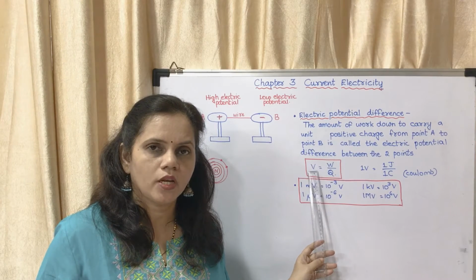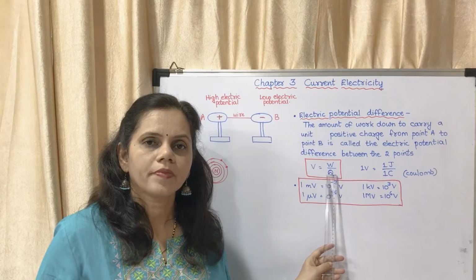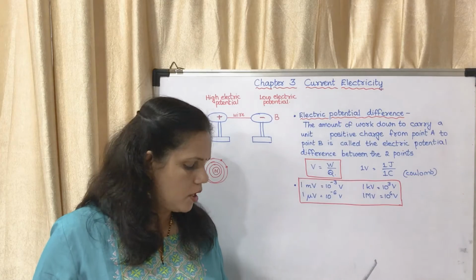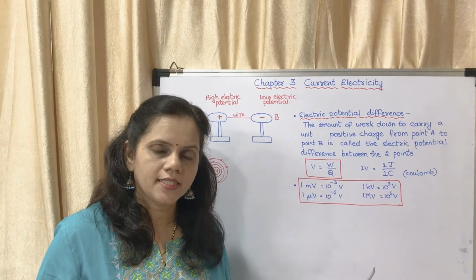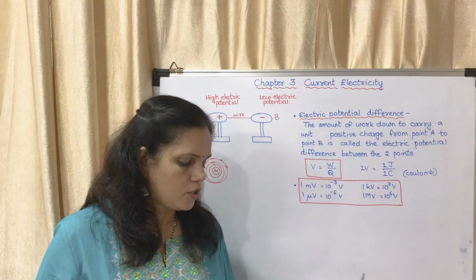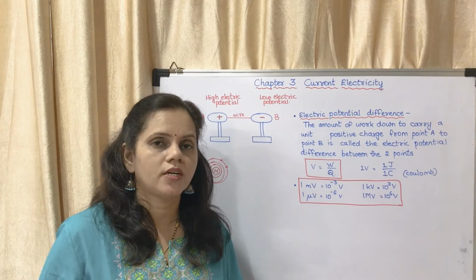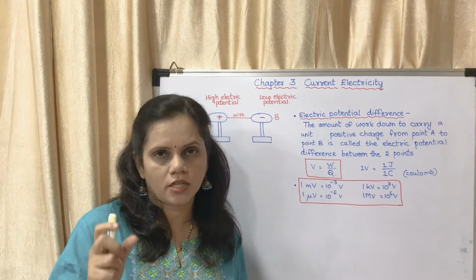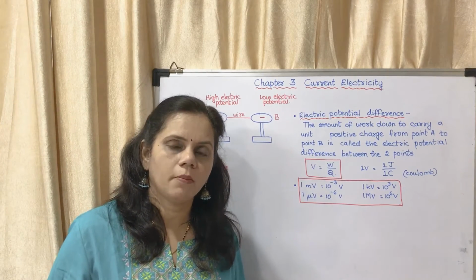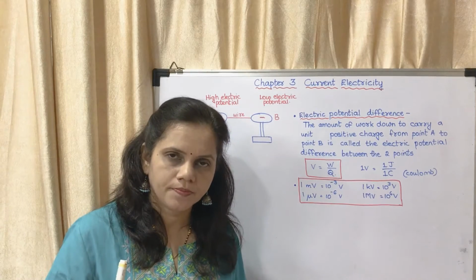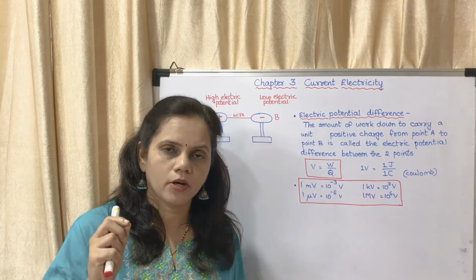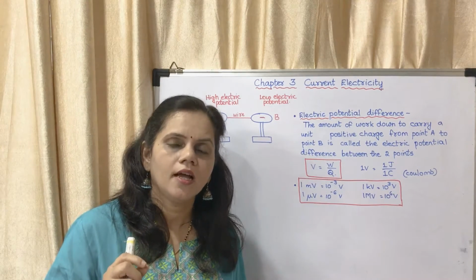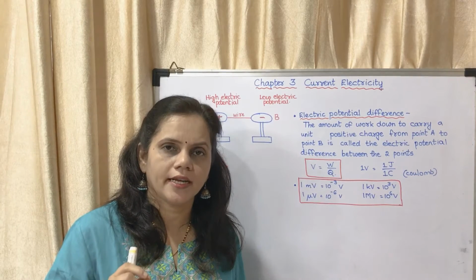Potential difference is equal to work done upon charge. The equation is given in the textbook. Potential difference between two points is equal to work done upon total charge transferred. Transferred means the electrons are moving from one place to another, that charge which is transferred. So V is equal to W upon Q. I repeat, V is equal to W upon Q, where V stands for potential difference, W stands for work done, and Q stands for charge of the electrons.